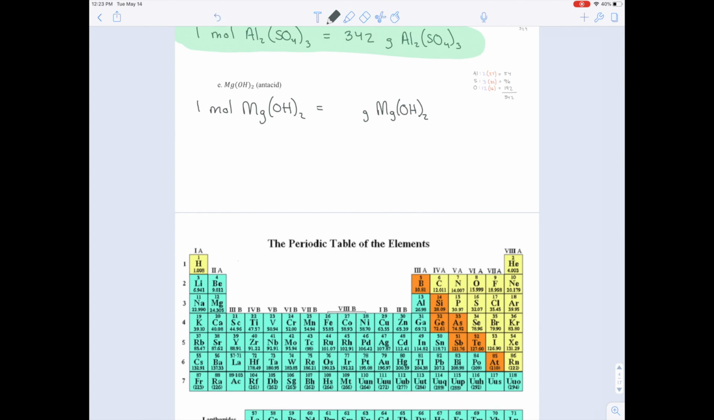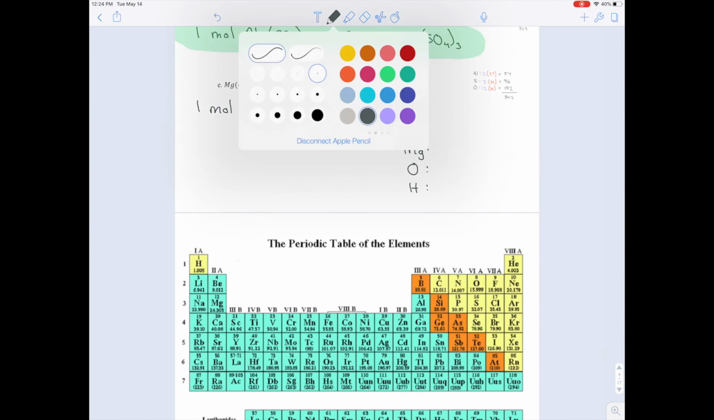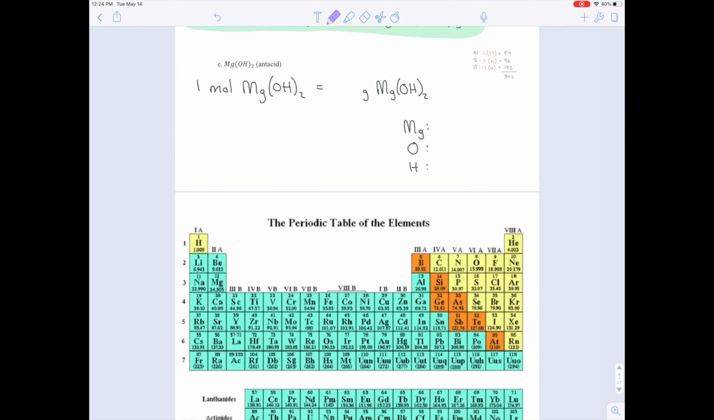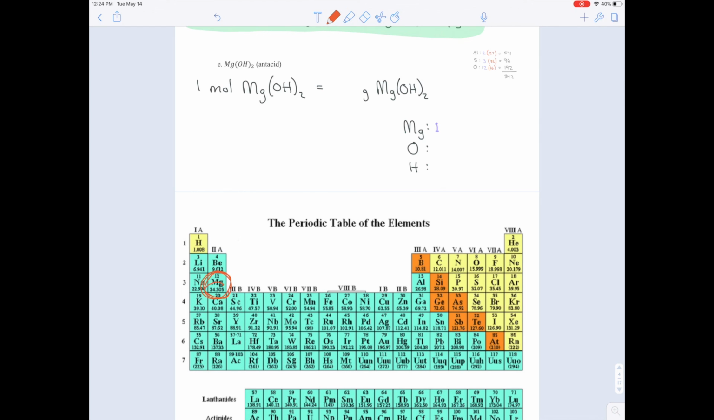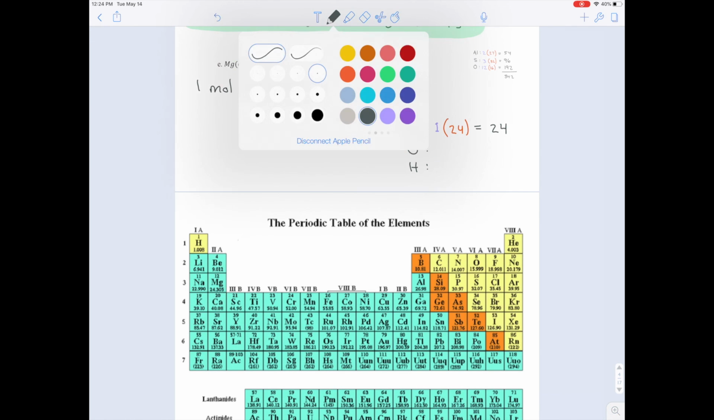And to figure this out, we're going to list each of the elements. So we have magnesium, we have oxygen, we have hydrogen. Now we'll see how many of each that we have, and we'll multiply it by the molar mass of each element. So if we have 1 mole of the whole compound, we would have 1 mole of magnesium, because that's the subscript at the bottom right of magnesium. We know from the periodic table that 1 mole of magnesium weighs around 24 grams. So if 1 mole weighs 24 grams, and we only have 1 mole in this compound, 24 grams will be coming from the magnesium.